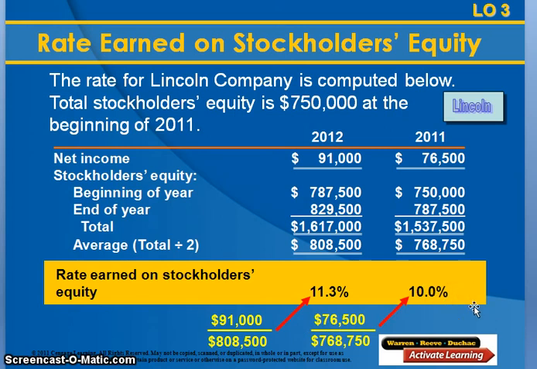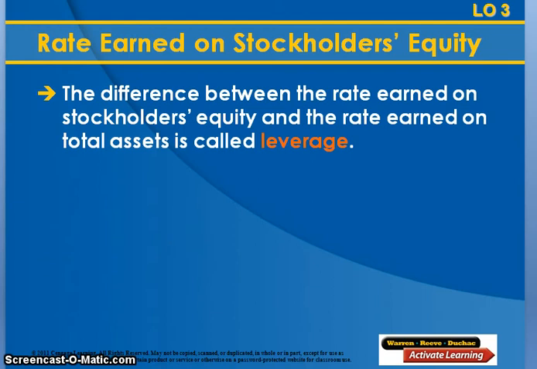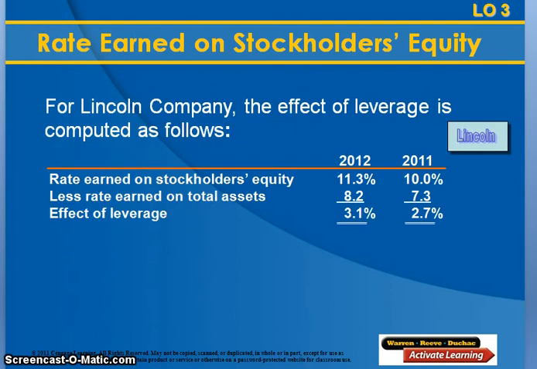All right, the money that the company is earning based on the stockholders' investments is increasing, and you want the money to be coming from stockholders' equity, because that's where your retained earnings is. The difference between those two equations is called leverage. You can see that here. These are the numbers from the past couple of slides, 11.3 less 8.2. You've got leverage of 3.1%.